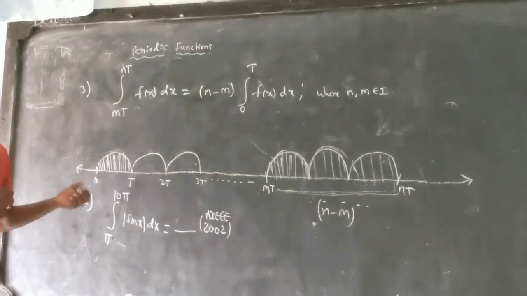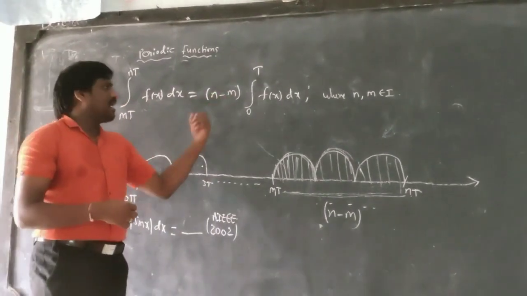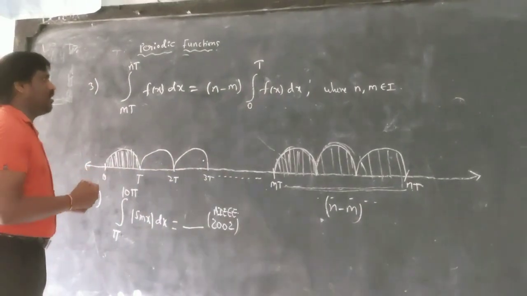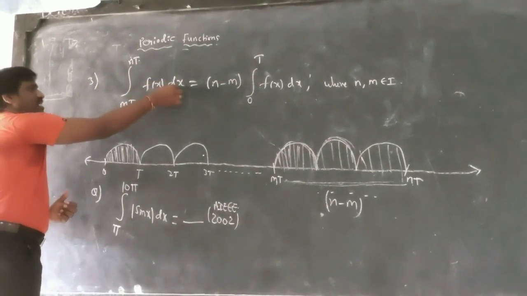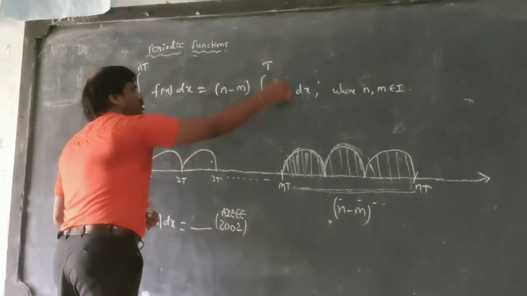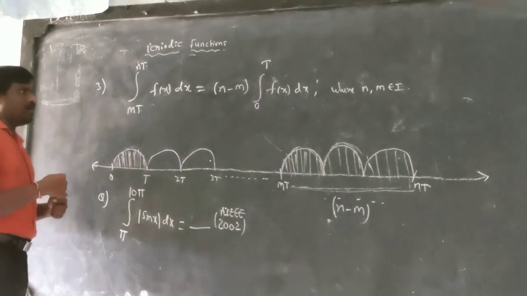Periodic function third property: the integration from mT to nT of f(x) dx can be written as (n minus m) times the integration from 0 to T of f(x) dx. This is the formula of the third property. It says that if the integration is taken from mT to nT, the answer is (n minus m) times the integration from 0 to T of f(x) dx. How can this be verified?